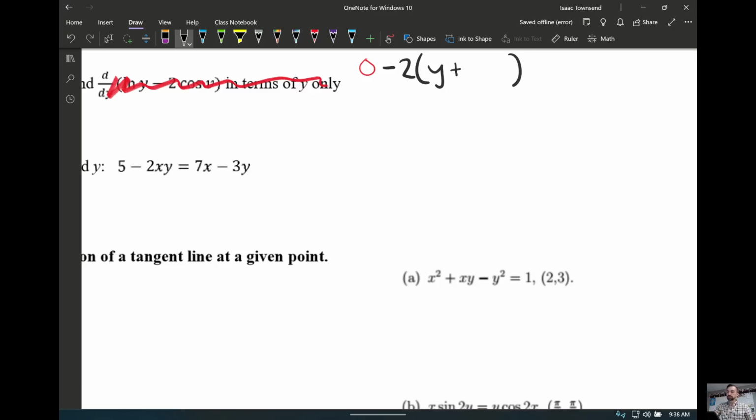Plus, now leave x alone and take the derivative of y. Derivative of y with respect to x would be a y prime, equals the derivative of 7x minus 3y. Took the derivative of y with respect to some other variable, so I need a y prime. So before I can even begin to start thinking about the second derivative, I need to solve this for the first derivative.